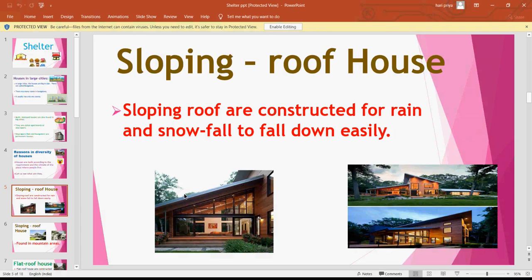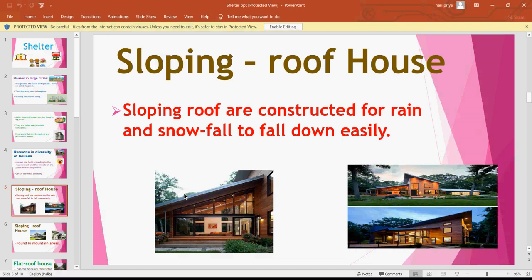Yes. Can you see the roof of the house? How is it? Yeah, I will see your dream house later. Okay. Can you see the roof of the house there? Yeah, it's very slopey. So in mountain areas, what will happen? There will be much snowfall and rain.